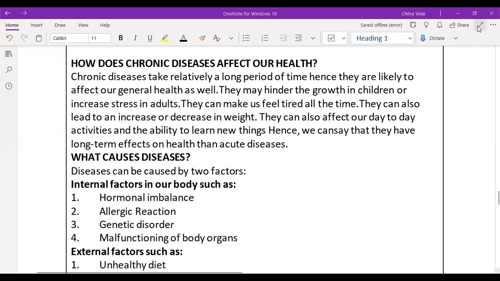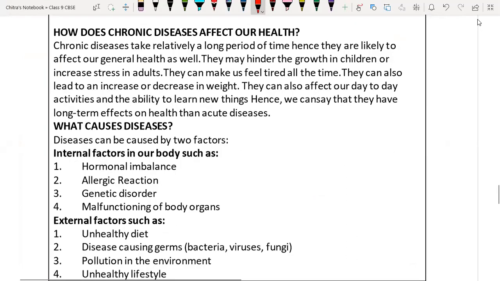Now, how does chronic disease affect our health? Now we have to discuss that. Chronic disease means the disease which lasts for a very long period of time. It takes a relatively long time to cure, or sometimes it persists for a lifetime, till the death of the patient. They are likely to affect our general health as well. They may hinder the growth of children or increase stress in adults. These are the main effects of chronic disease.